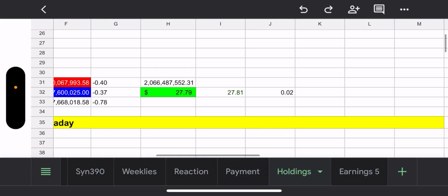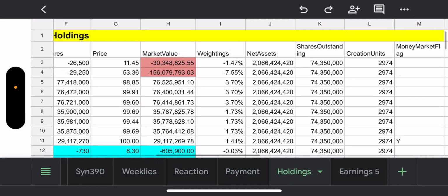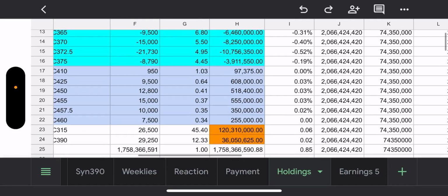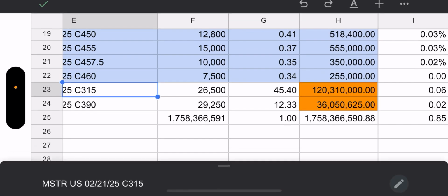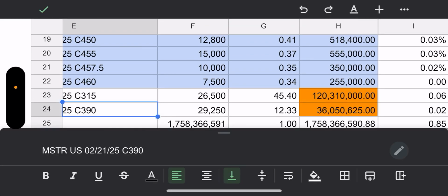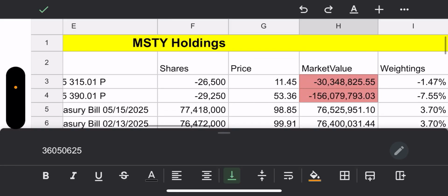All right, now holding information. We talked about the synthetic. Remember the synthetic? So look at the calls. I want to show you something. Look at the call. We have a 315 right here and a 390. That's the call. The 315, like we said, it's valuable. It's worth 120 mil. Now, the 390 call is worth 36 mil. So, okay, the 315 put, it costs 30 mil to close. However, the 390 costs 156 mil to close.